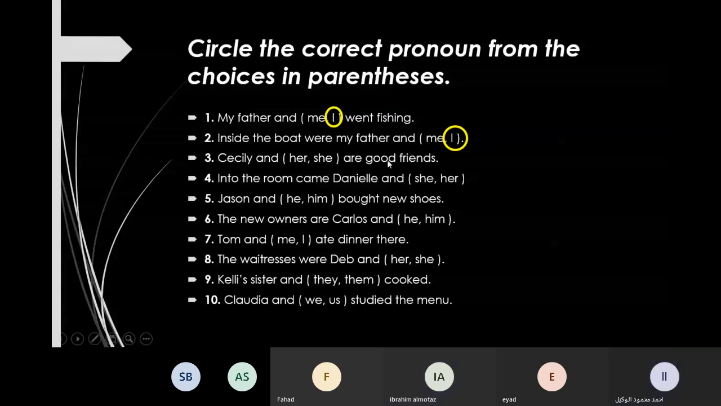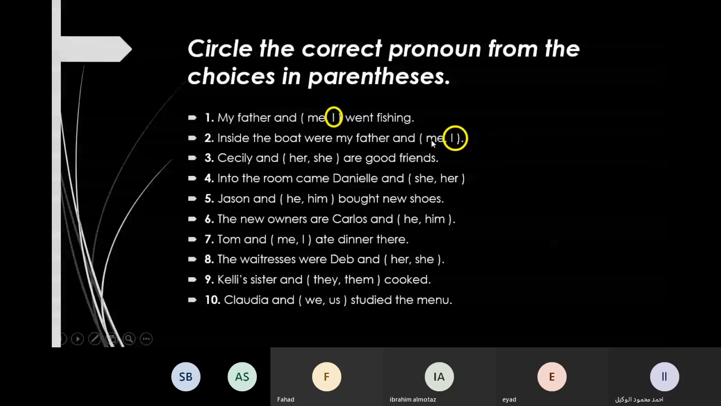So just start the sentence with the subject, my father and I, and then where, and the last thing, the prepositional phrase inside the boat. Okay? So whether the compound subject comes at the beginning of the sentence or at the end of the sentence, here we are talking about the subject, so I must use the subject pronoun.